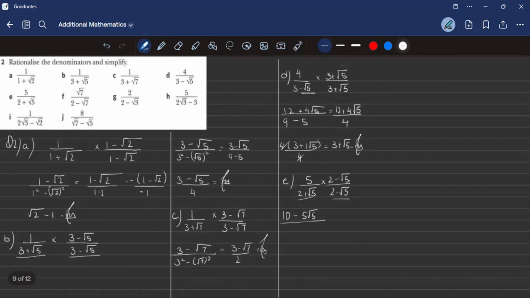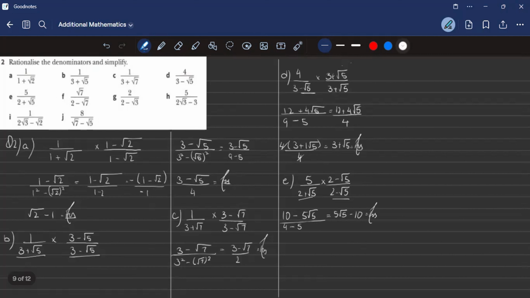So a squared, what is 2 squared? It's equal to 4. And what is under root 5 squared? It's equal to 5. So 4 minus 5. So 10 minus 5 under root 5 would be our final answer. In fact, 5 under root 5 minus 10 would be our final answer for this one.